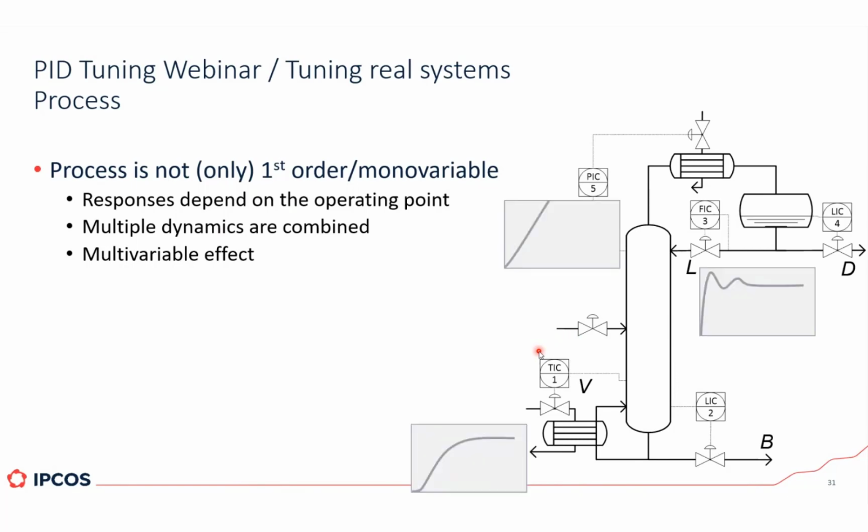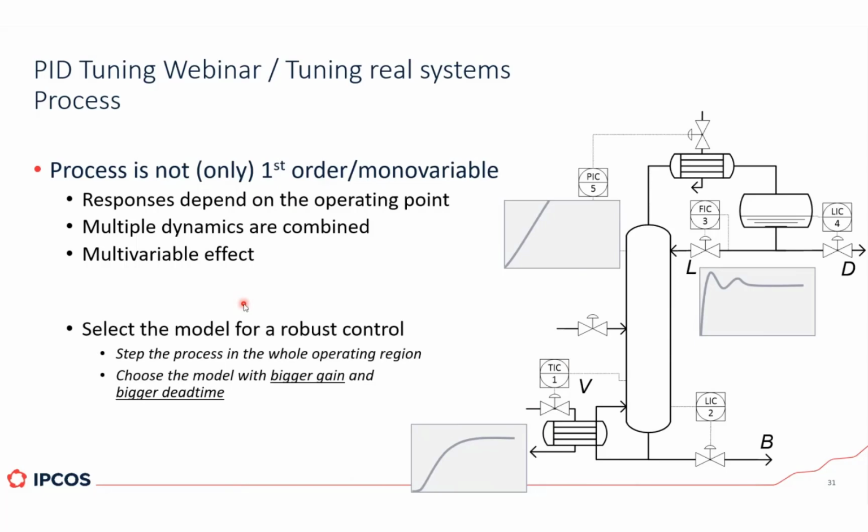And yeah, we also know here that the tuning for the temperature, let's say, will be affected by the tuning on the pressure or on the reflux. So it's not that you can only tune one loop, but we need to consider the effect of the other loops that can interact with the loop you are tuning. So you have this multivariable effect as well. And the idea here is that we need to select the model for a robust control.